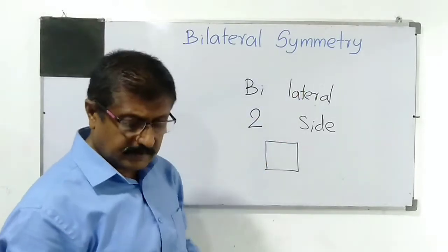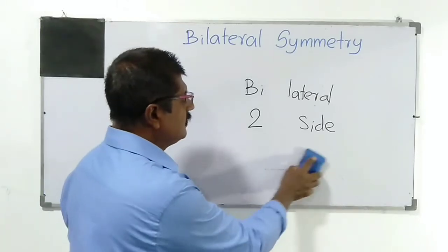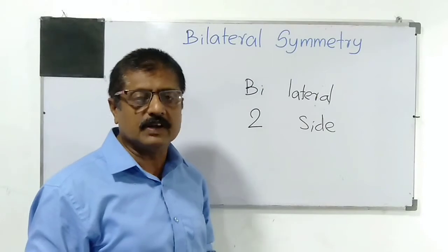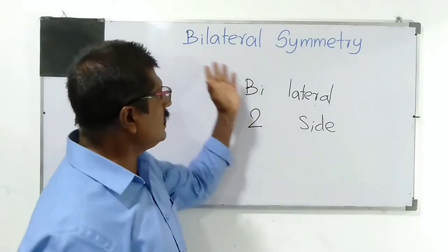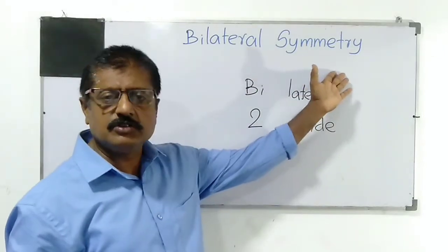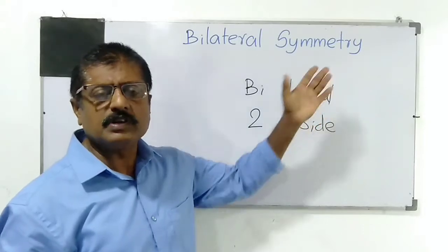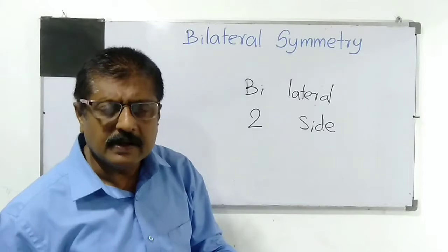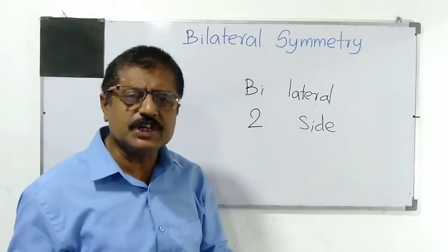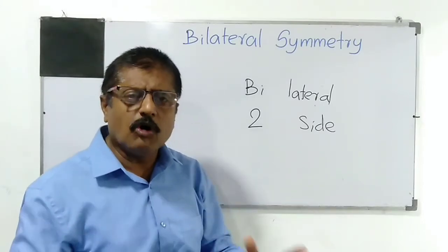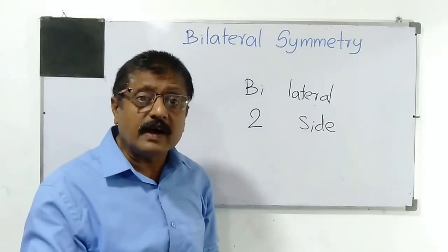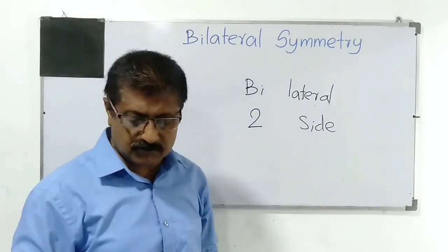What is symmetry? What do you mean by symmetry? Having similar measurements or equal measurements. So when we take the whole thing together, what is the meaning? Bilateral symmetry. Having equal measurements, similar measurements on two sides. On two sides. Sides from where? That is the next question.